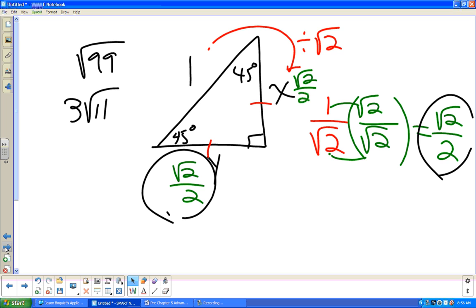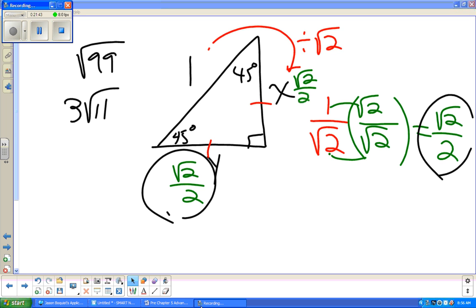Any other questions? The really good question would have been, what happens if you have that radical in the bottom? Maybe you could have seen that coming. And you just use your conjugate and get it out of there. Okay? Anything else?